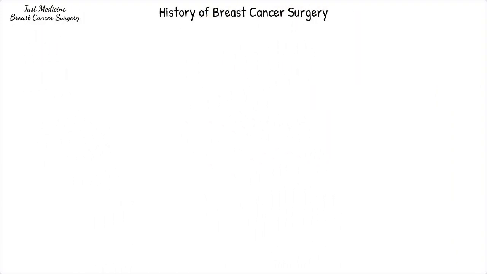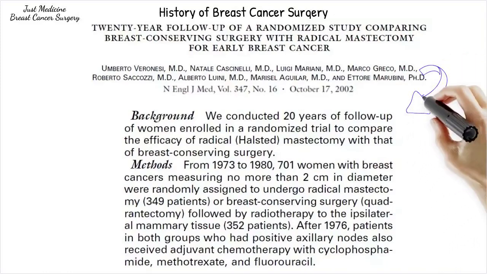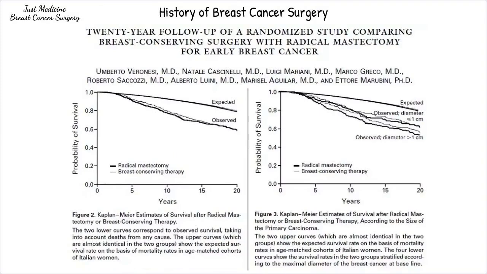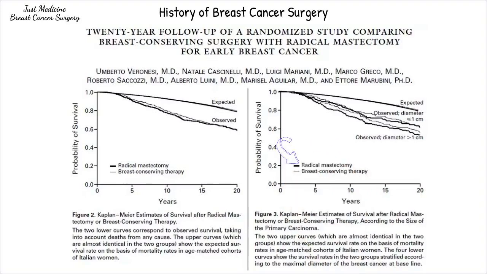Through the persevering work of pioneering surgeons like Professor Veronesi, we have 20-year survival data from the Milan 1 trial. This was reported in 2002. Here are the survival curves of the Milan 1 trial after 20 years of follow-up. The thicker lines represent the survival curve of women who underwent mastectomy, and the thinner lines those who underwent quadrantectomy.